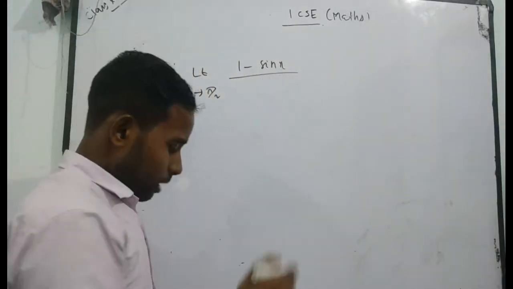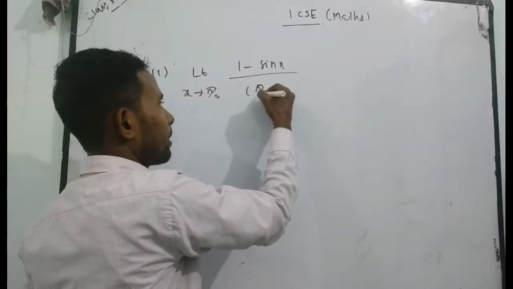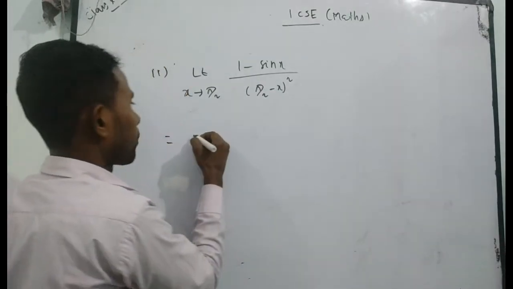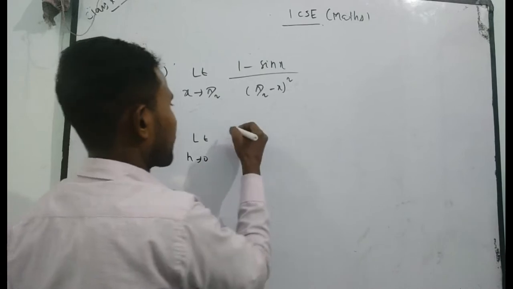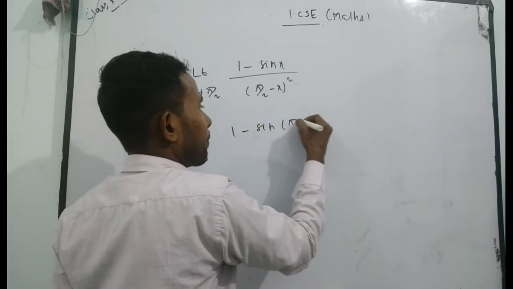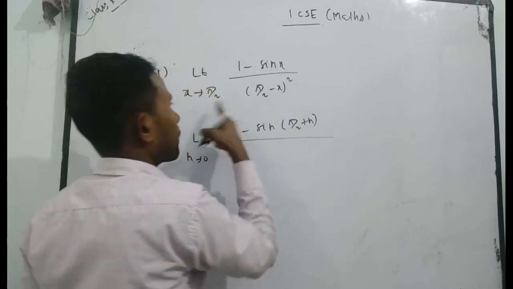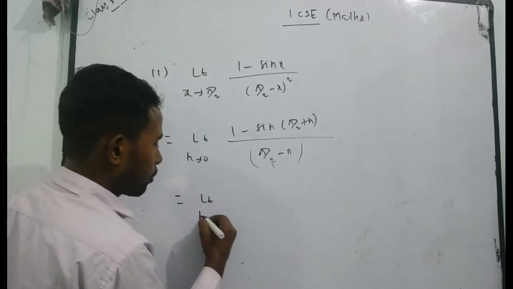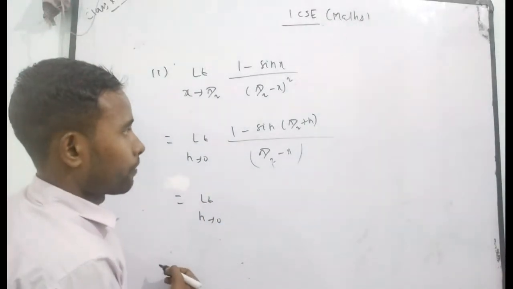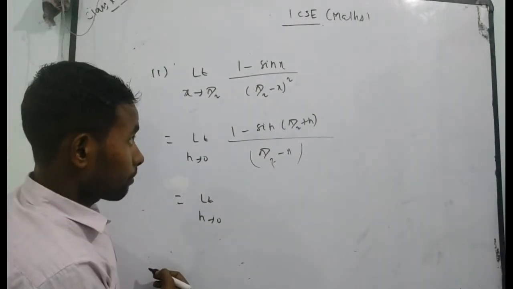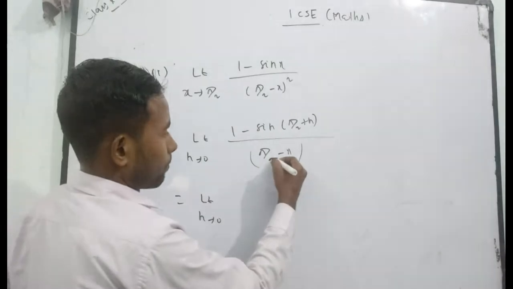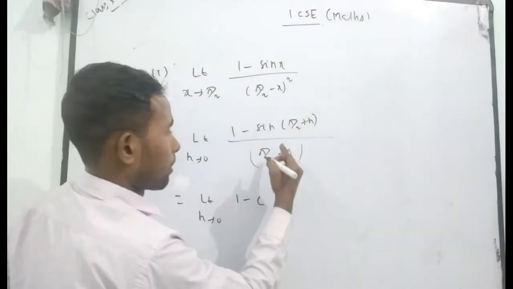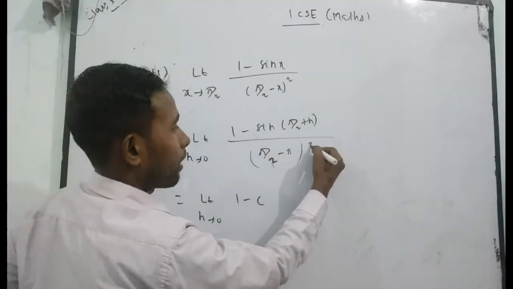1 minus sin x divided by (pi by 2 minus x) whole square. Now, here you observe that firstly I want to tell you, write the RHL of this expression. Can you write here pi by 2 plus x divided by (pi by 2 minus x) whole square. Now, limit x tends to 0. Now it will be 1 minus (pi by 2 minus x) whole square.